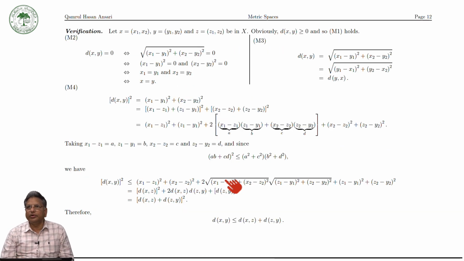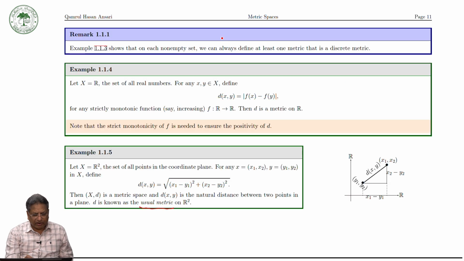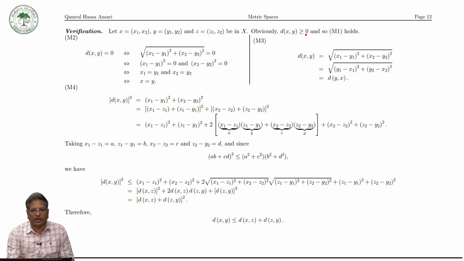Let us see how we can do it. Let's take x whose coordinates are x1, x2, y any point whose coordinates are y1, y2, and z whose coordinates are z1, z2. These are three points in X. Then it is very clear from the definition that because we are taking a square root, and this is a square, this is a square, both are greater than or equal to 0, so the whole thing must be greater than or equal to 0. So the first property is obvious: d(x,y) is greater than or equal to 0, so M1 holds.